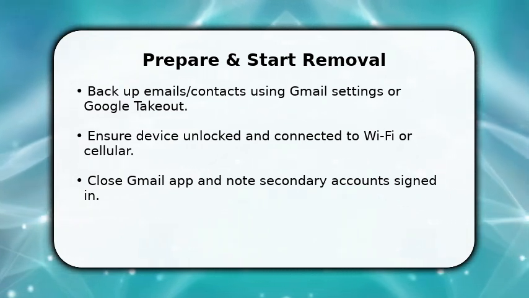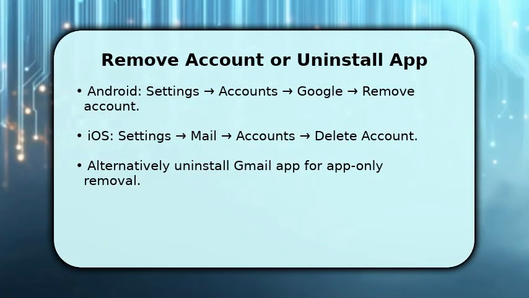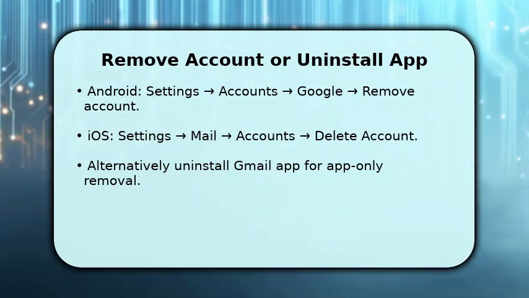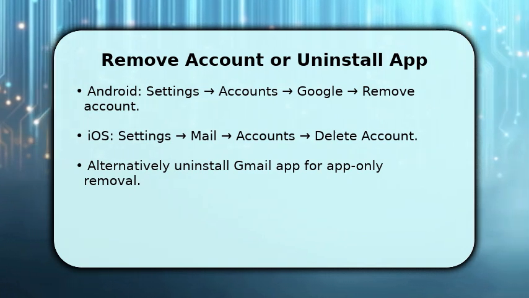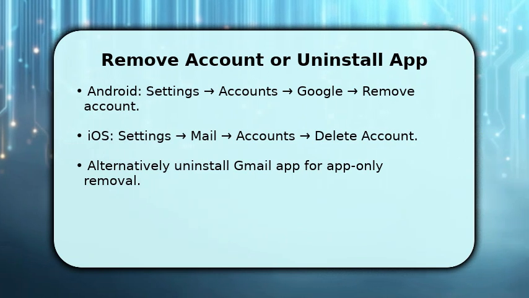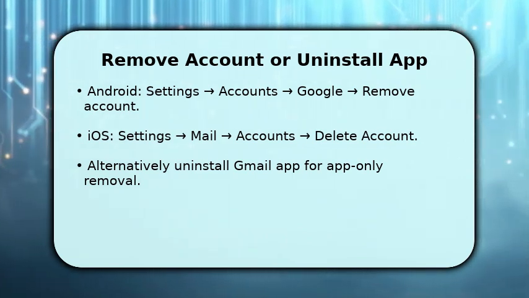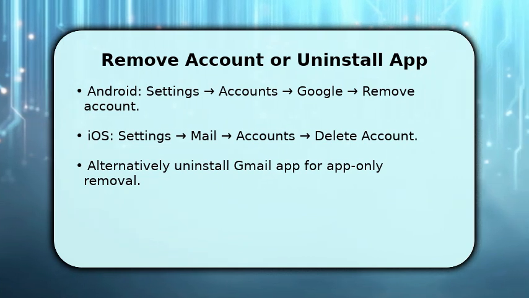You will now remove the Gmail account from the device or uninstall the app. On Android, tap Settings, right arrow Accounts, right arrow Google, select the account, and choose Remove Account. Confirm any warnings. On iPhone, open Settings, right arrow Mail, right arrow Accounts. Select the Gmail account and tap Delete Account to remove mail and sync.